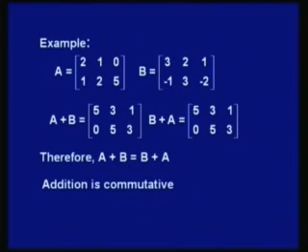If you add B plus A, then 3 plus 2 is also 5, 2 plus 1 is 3, 1 plus 0 is 1. Minus 1 plus 1 is 0, 3 plus 2 is 5 and minus 2 plus 5 is 3. One can note that A plus B is of 2 by 3, B plus A is of 2 by 3, and they are equal element by element, and that is why A plus B and B plus A are the same matrices.